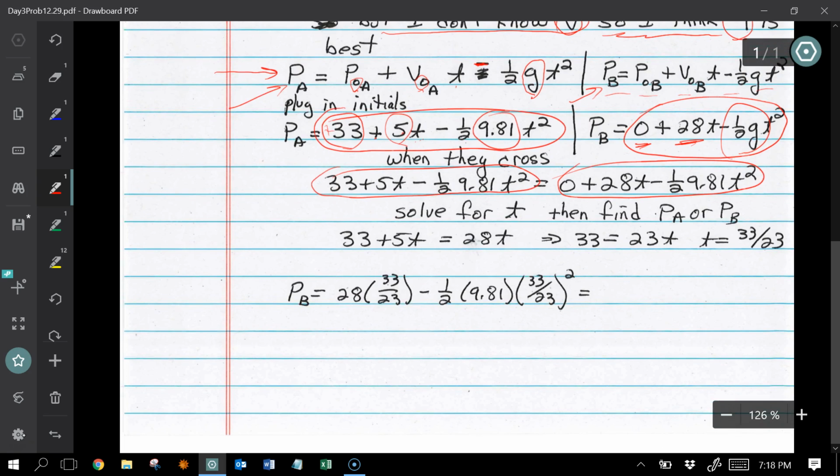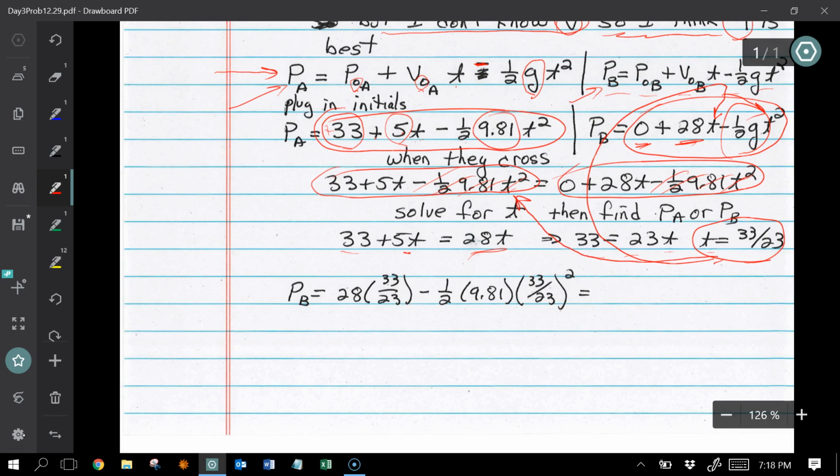If you notice, there's a minus 1/2 g t squared on both sides, so those are gone. So this is not too bad. It's 33 plus 5t, and over here you have 28t. So solve for it. There's your time. Now that you have your time, you can put it into B. Just take this t and shove it in there and there. Or you can take the same t and shove it into this one. Whichever one you think is easier.